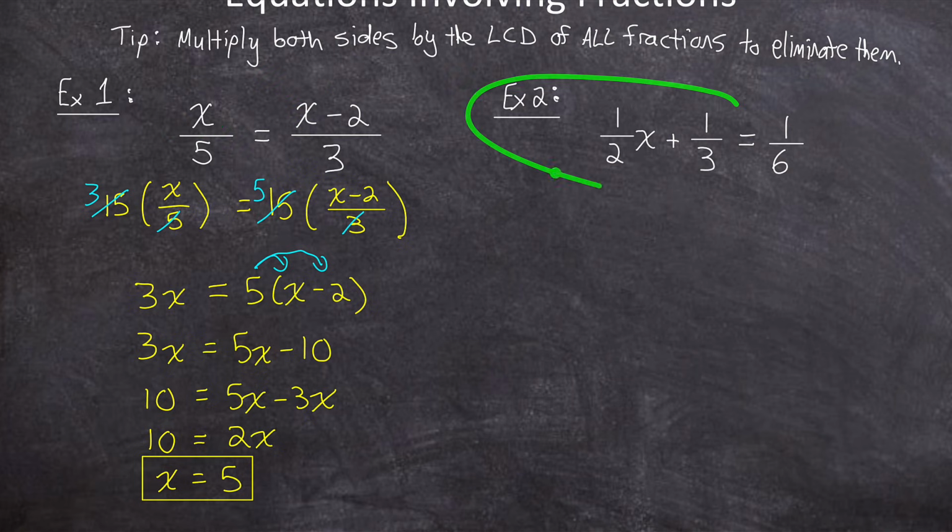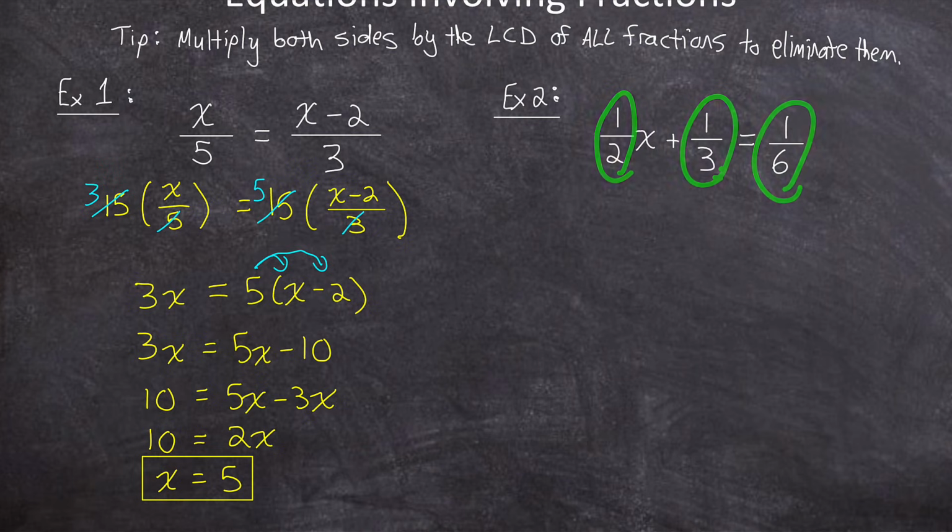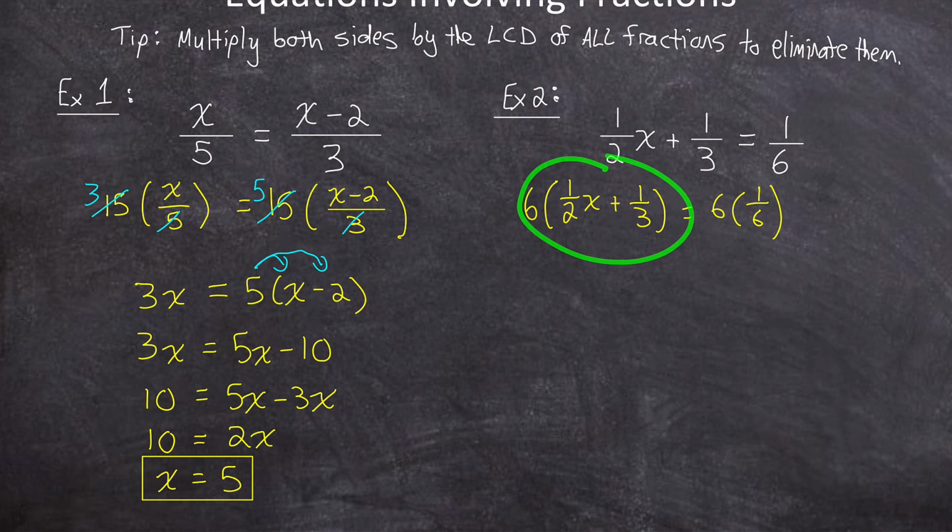Let's now try and solve equation number 2. I see 3 fractions. So what I can do to get rid of those fractions is multiply both sides of the equation by the lowest common multiple of all of the denominators. The lowest common multiple of 2, 3, and 6 is 6. So I'll multiply both sides of this equation by 6. On the left side of the equation, I'll have to distribute the 6 to both terms.